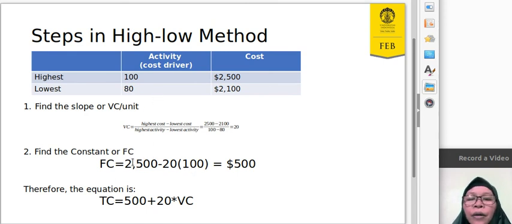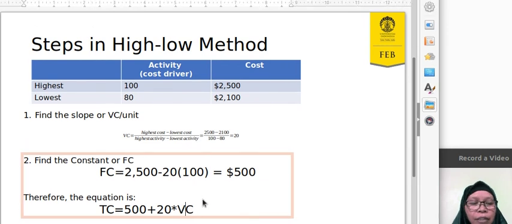Fixed cost is the total cost minus the variable costs. If we put this function to one of the alternatives here, let's say we use the highest one, the fixed cost is the total cost of 2,500 subtracted by 20 times the 100 units of activities. So the fixed cost is $500. Then we can find the cost function: total cost is 500 plus 20 times the driver.